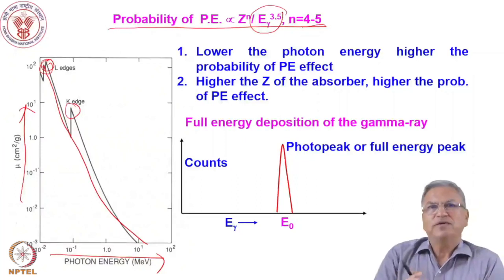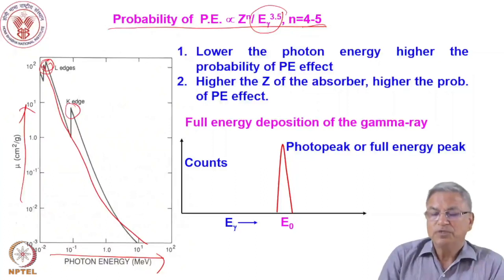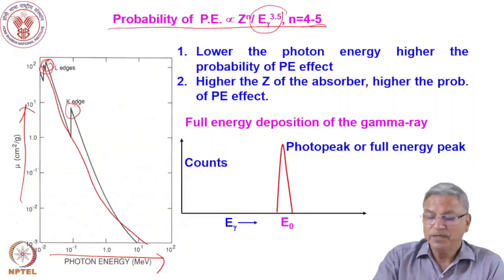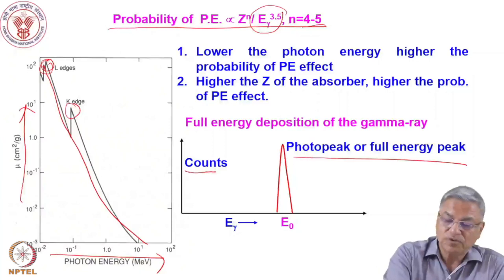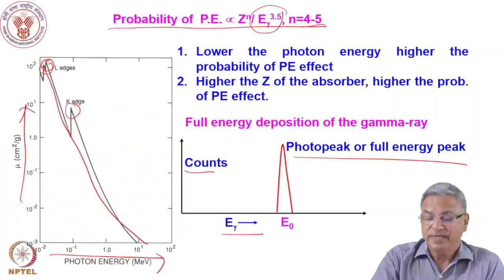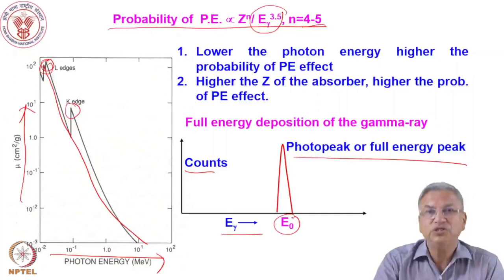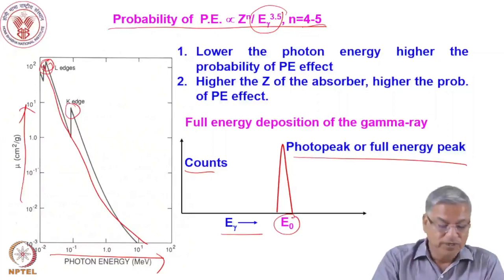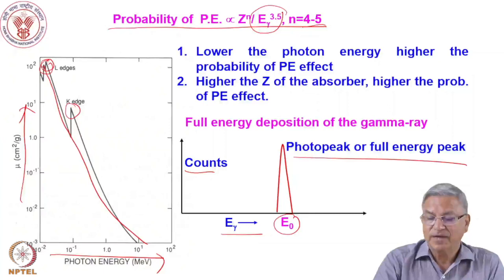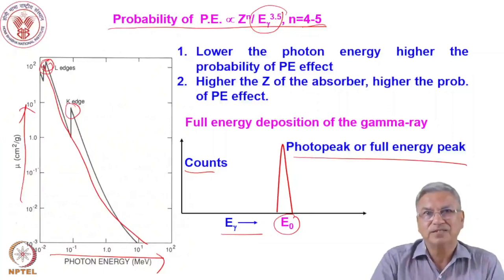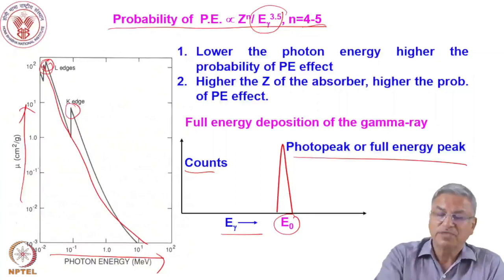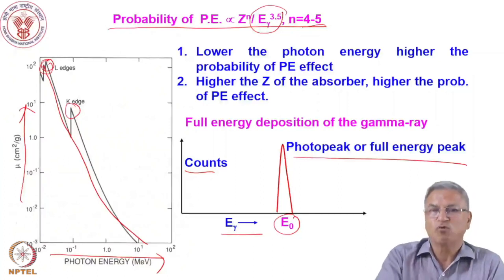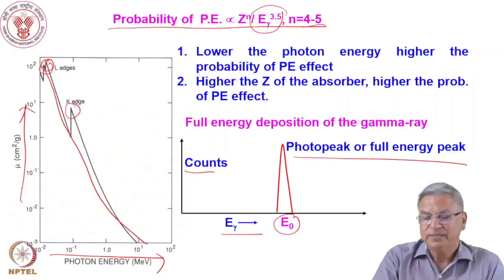The photoelectric effect is one process that leads to complete deposition of the energy of the photon in the detector system. And so in the typical spectrum, you can see here, suppose this is counts versus energy of the gamma ray, if the energy of the photon was E0, then it will lead to a sharp peak. Ideally, it should be a delta function, a sharp line, but the detector has its own resolution, and so it becomes a Gaussian peak. So there is a broadening in the peak of the gamma ray.